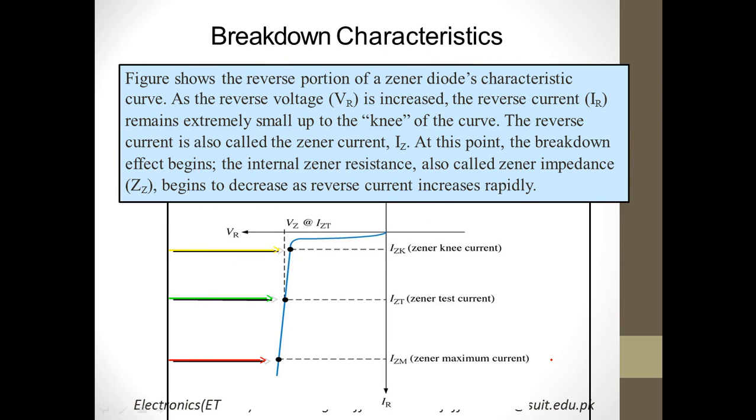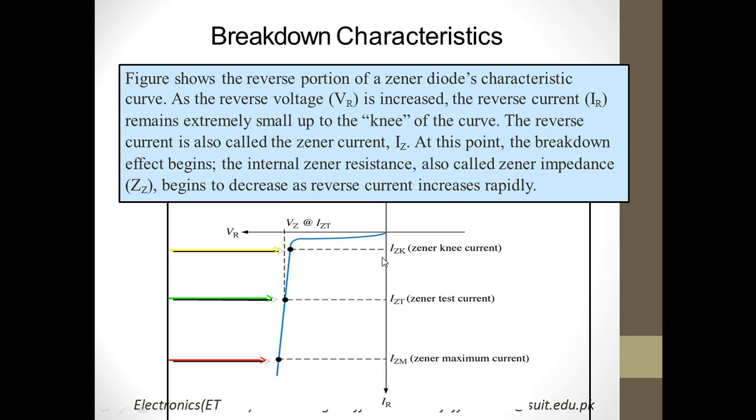Now coming towards the breakdown characteristics, this is the most important diagram for a Zener diode, so you have to understand it very well before coming to the numerical portion of a Zener diode. So this figure shows the reverse portion of a Zener diode characteristic curve. Let me show you.